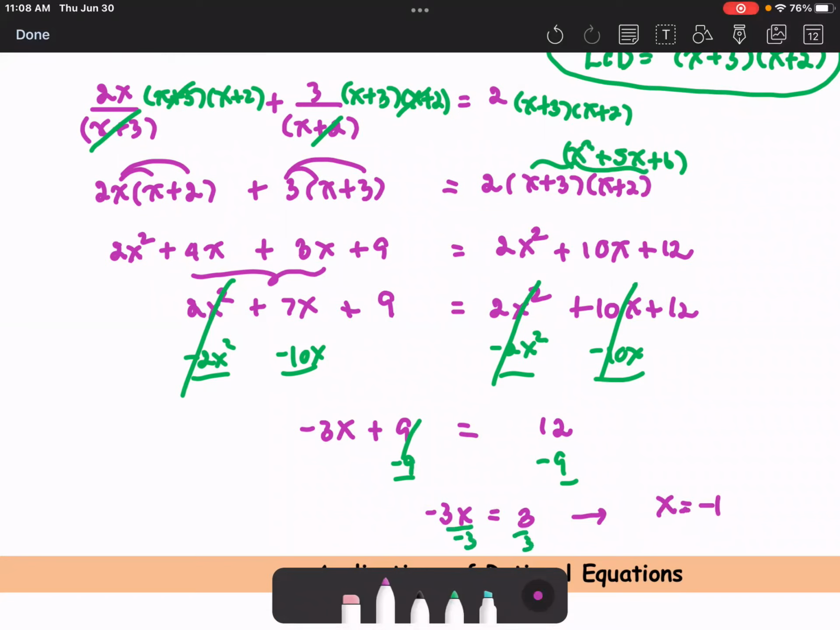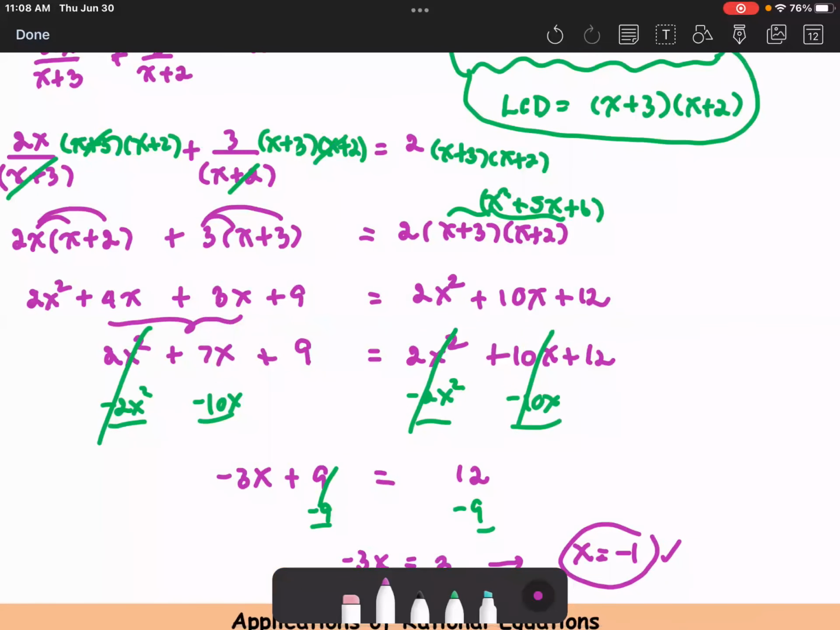As x equals negative 1, that's a good solution because it's not one of the extraneous solutions, x equals negative 2 and negative 3. So those we have to exclude. So we just put that x cannot be negative 2 and negative 3.